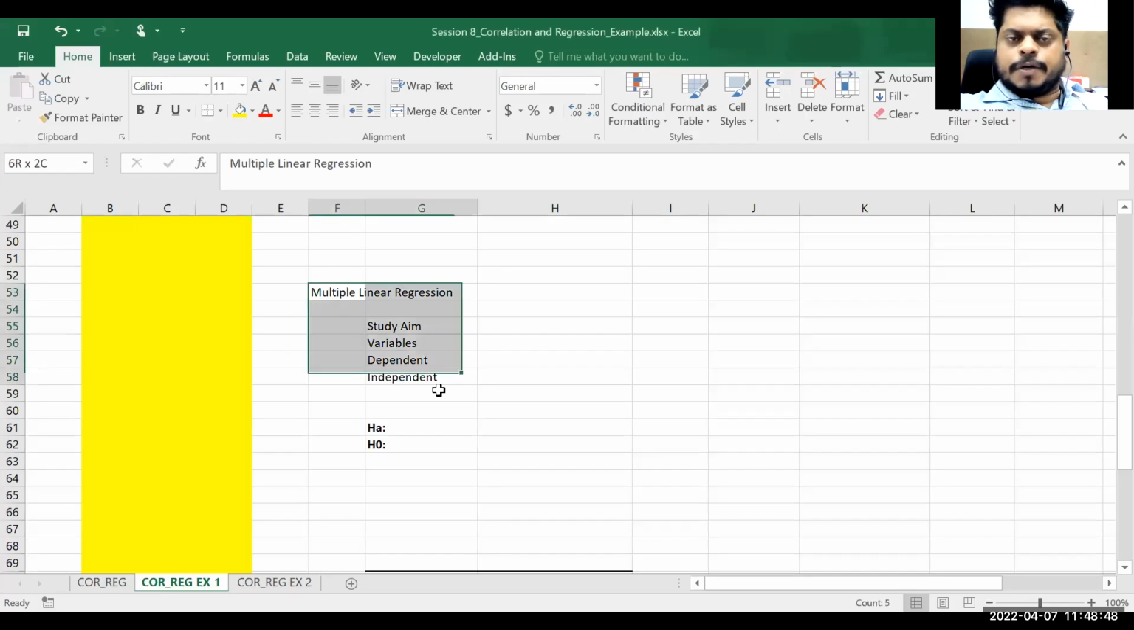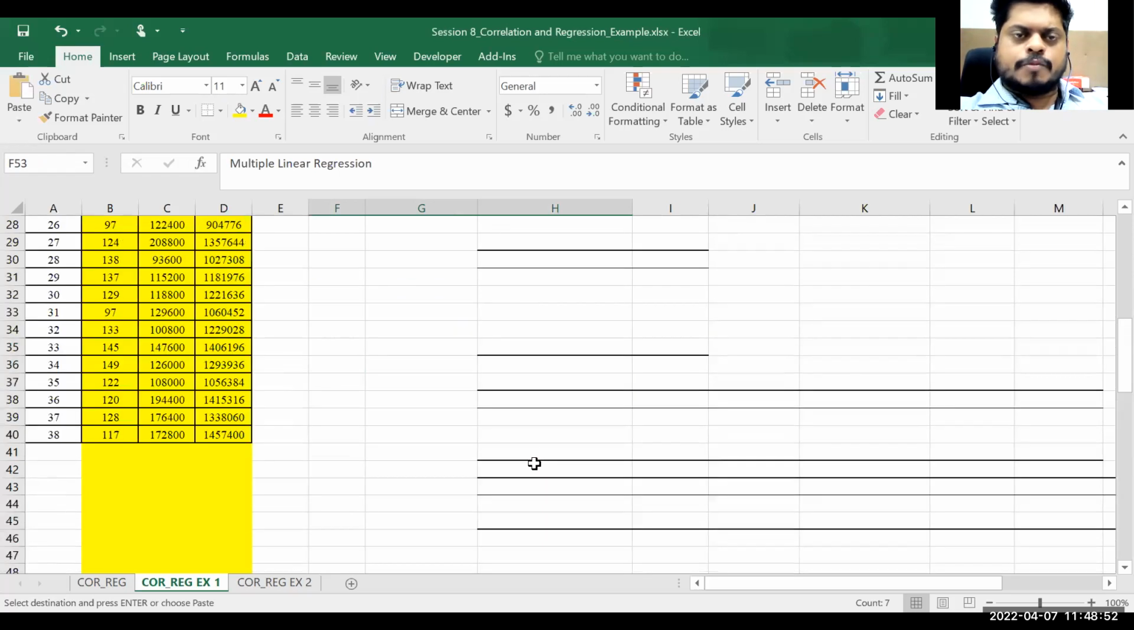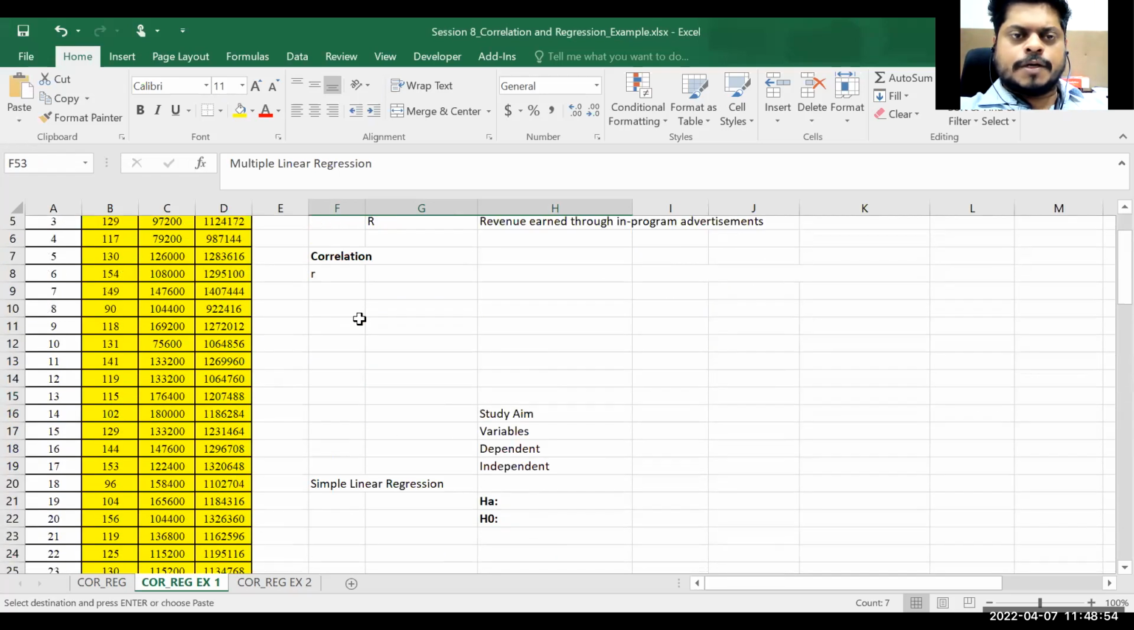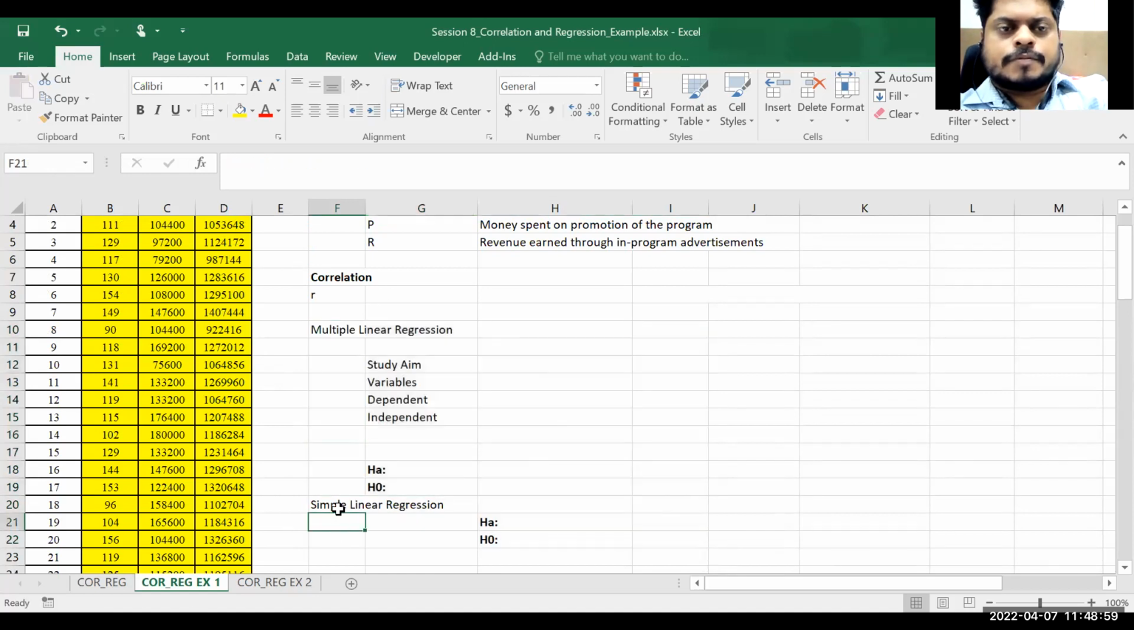Now we have already built a simple linear regression in the slide. Simple linear regression means bivariate regression; I have only two variables. Now what we'll build is a multiple linear regression.